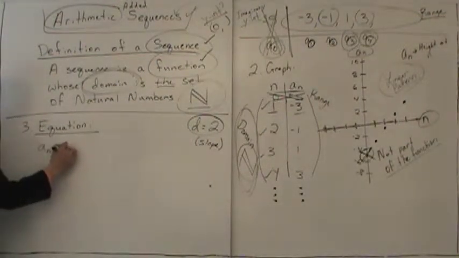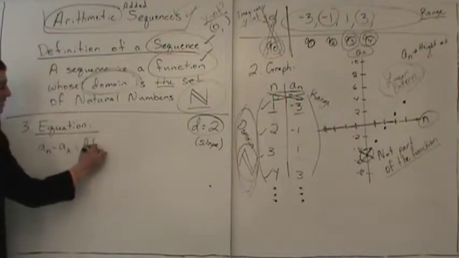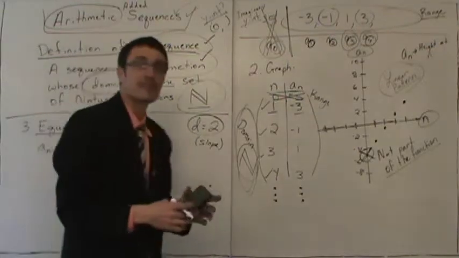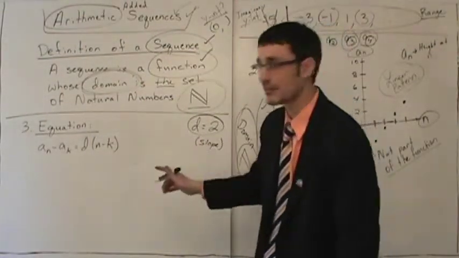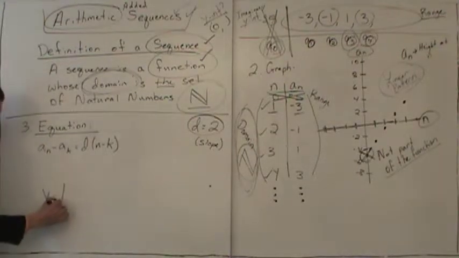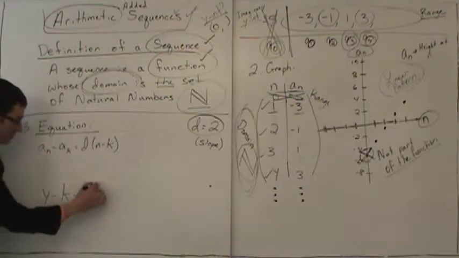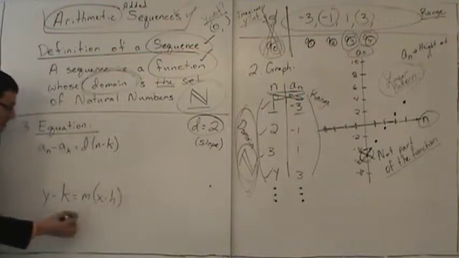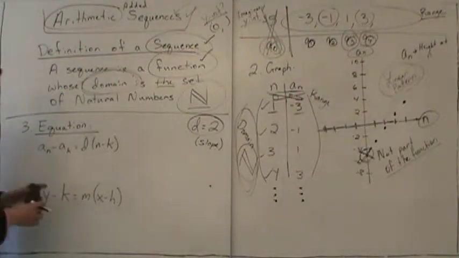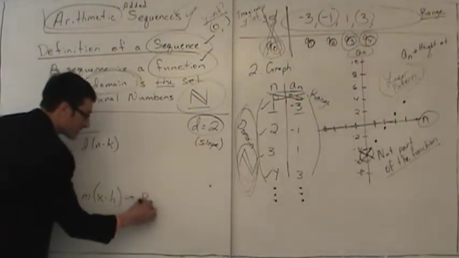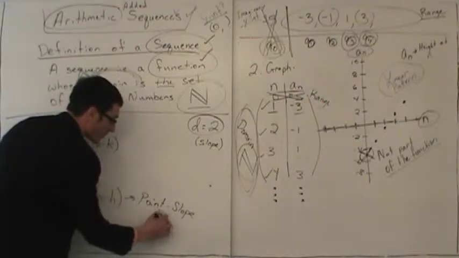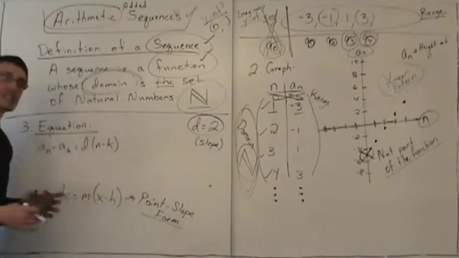A sub n minus a sub k equals d times quantity n minus k. And this should look, hopefully, familiar to you. Let me write underneath it. Do you recognize something here? I'm going to write down here y minus k equals m times quantity x minus h. Do you see the same thing? We call this what? We call this point slope form of what? Point slope form of a linear function.